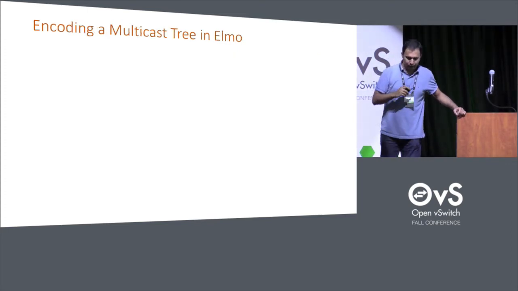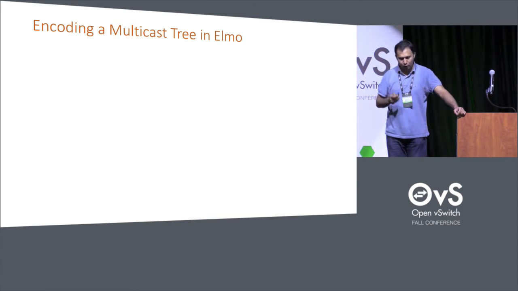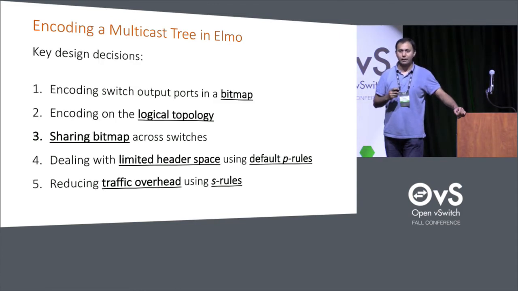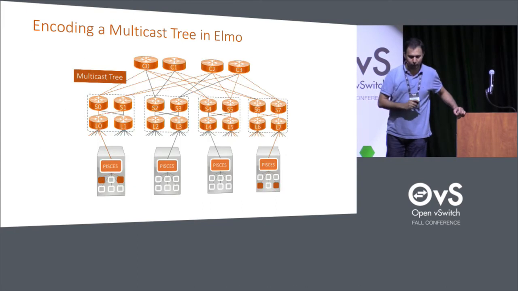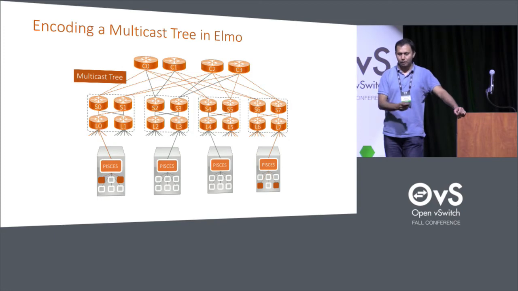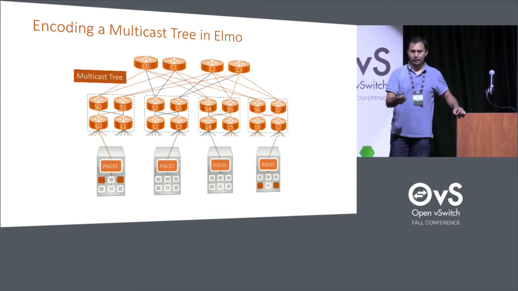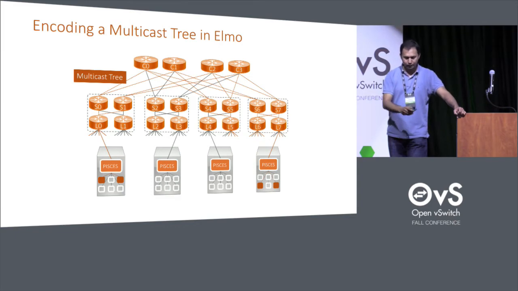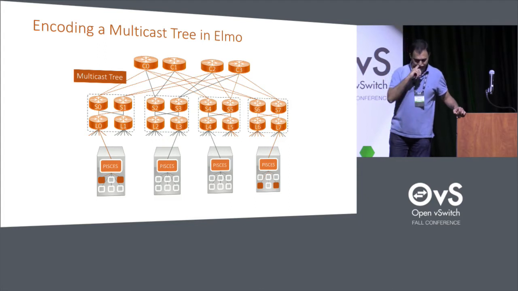So moving on to the actual design approach, how do we encode the multicast tree in Elmo? There are 5 key design decisions. And I'll go through them one by one using the following example. So this is a typical data center. We have some VMs sitting under host 1 and the last host, host 4. And the dotted lines here, if you can see them, show the ports in the data center that are participating in the multicast tree.